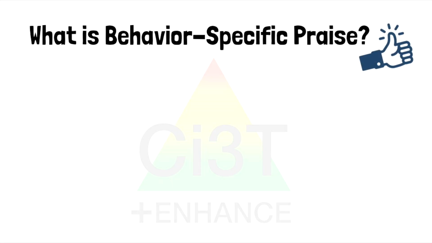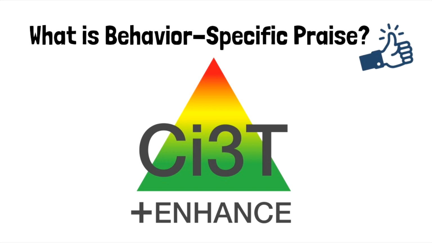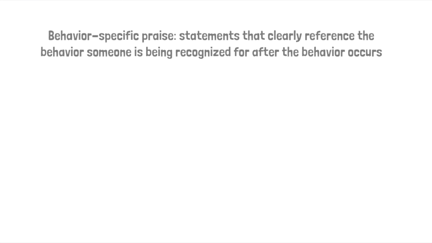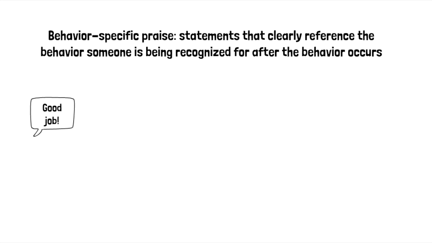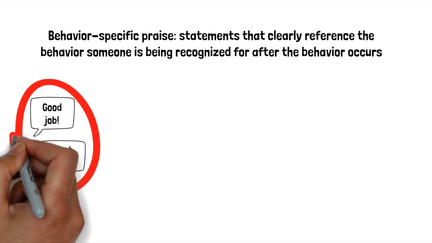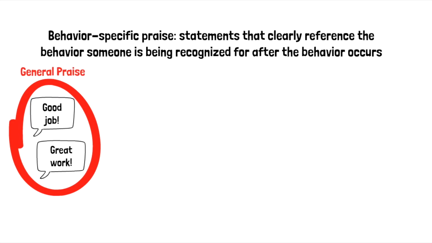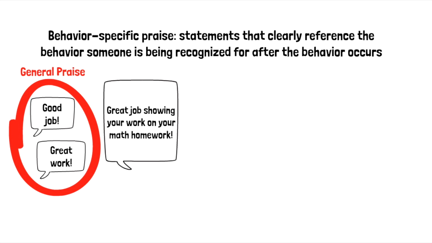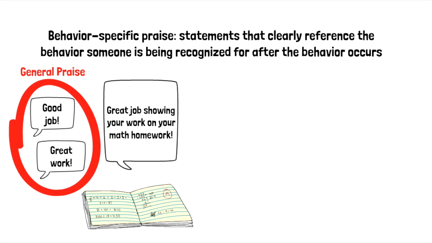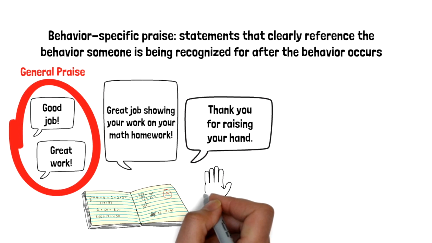What is behavior-specific praise? Behavior-specific praise refers to praise statements that clearly reference the behavior someone is being recognized for after the behavior occurs. Behavior-specific praise statements differ from general praise statements, which acknowledge appropriate behavior, but do not state what behavior has been performed, such as saying, "good job" or "great work." Behavior-specific praise lets students know exactly what desirable behavior they performed, such as, "great job showing your work on your math homework," or "thank you for raising your hand."